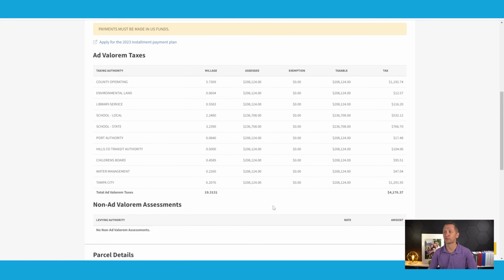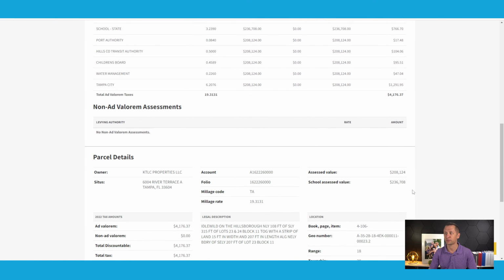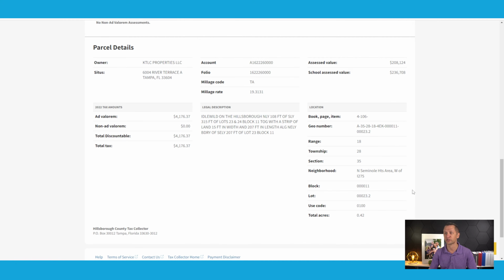So this is basically how it's done. It's multiplied by the millage rate, multiplied by the taxable amount. Then you get a total tax. They add it up. That's your property tax bill. So mine currently is going to be $4,176.37. And previously it was a little bit higher, which I'll show you in just a second.